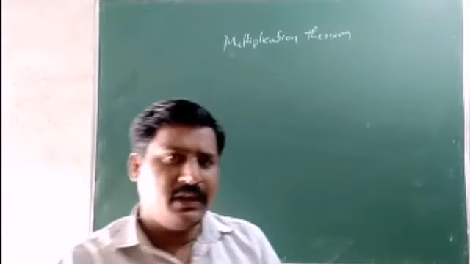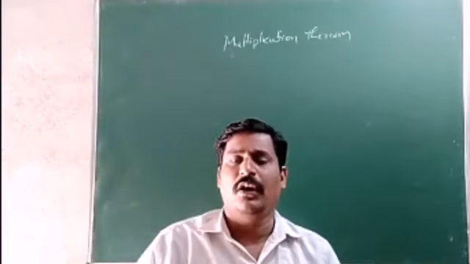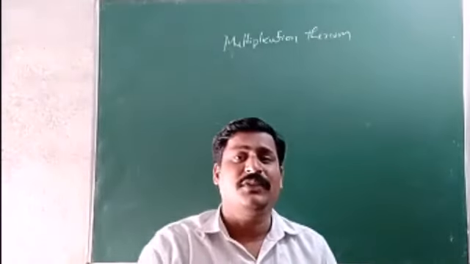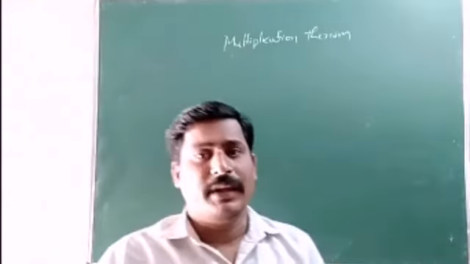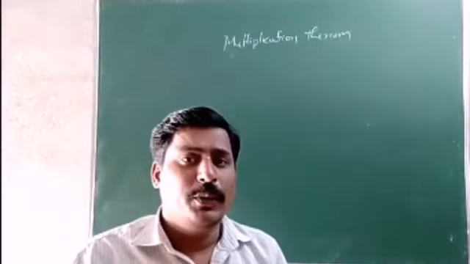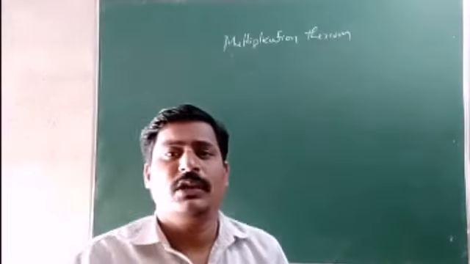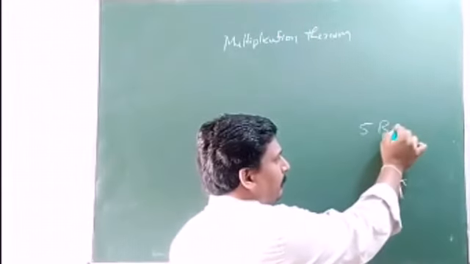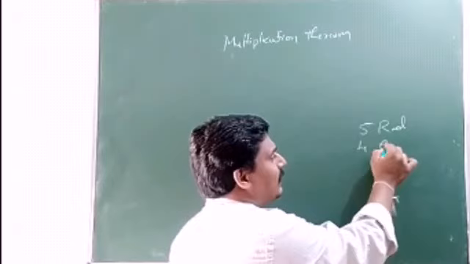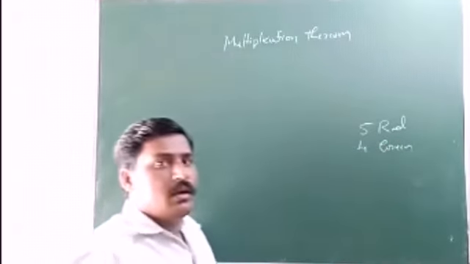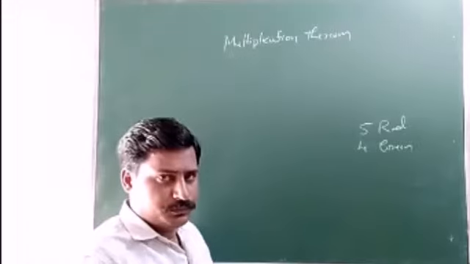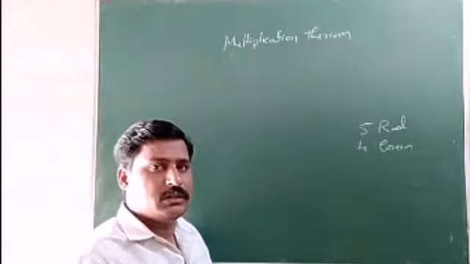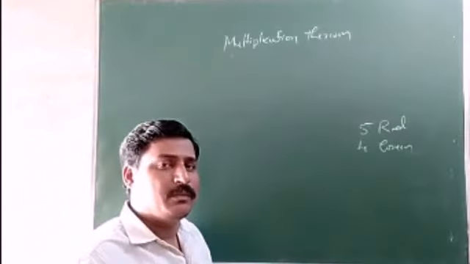A dependent event is one where the result of occurrence of one event is dependent on the result of occurrence of another event. For example, we have a basket of different color balls. Suppose 5 red balls and 4 green balls. We are picking 2 balls now, one after another. So we pick one ball first, then we go for picking the second ball.